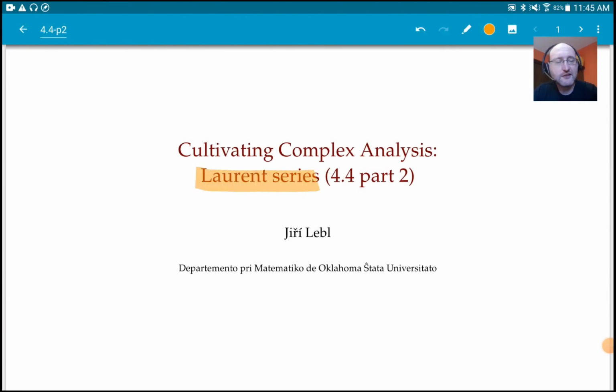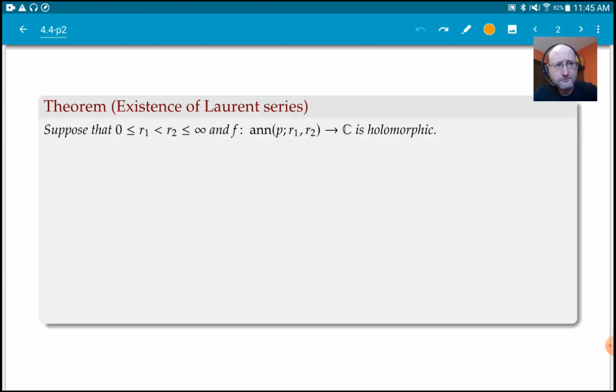We're again looking at Laurent series. So this is section 4.4. We're looking at the second part of this section in the book. So today we're going to actually show that this series exists and how to find the coefficients.